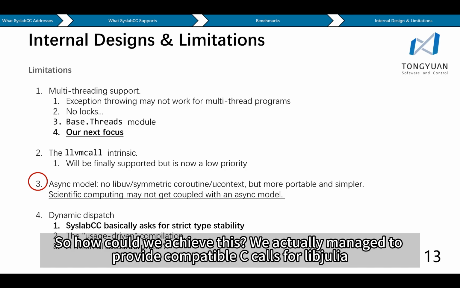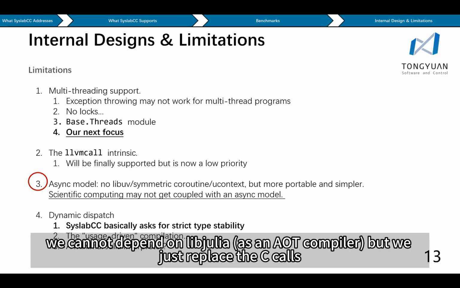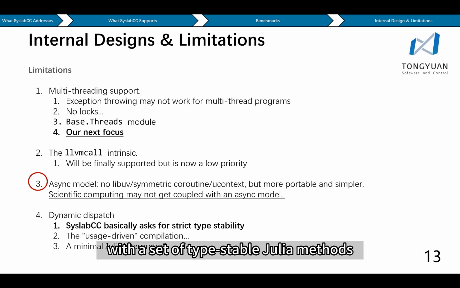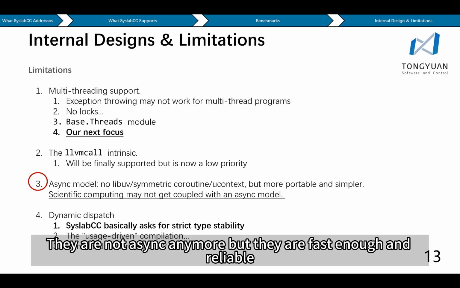We actually managed to provide compatible C code for libjulia. We cannot depend on libjulia, but we just replace the C code. We implement our own with C++, and then we replace the print. We also replace the print function with a set of type stable Julia methods. They are not async anymore, but they are fast enough and reliable.